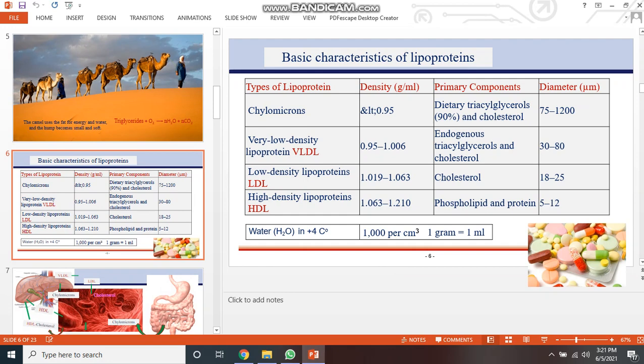Another one is low density lipoprotein, LDL. Their density is 1.019 to 1.063, their primary component is cholesterol, and their diameter is 18 to 25. Another one is high density lipoprotein. Their density is 1.063 to 1.210, their primary component is phospholipid and protein, and their diameter is 5 to 12. For reference, water at 4 Celsius has a density of 1000 per cubic centimeter, and 1 gram is equal to 1 milliliter.